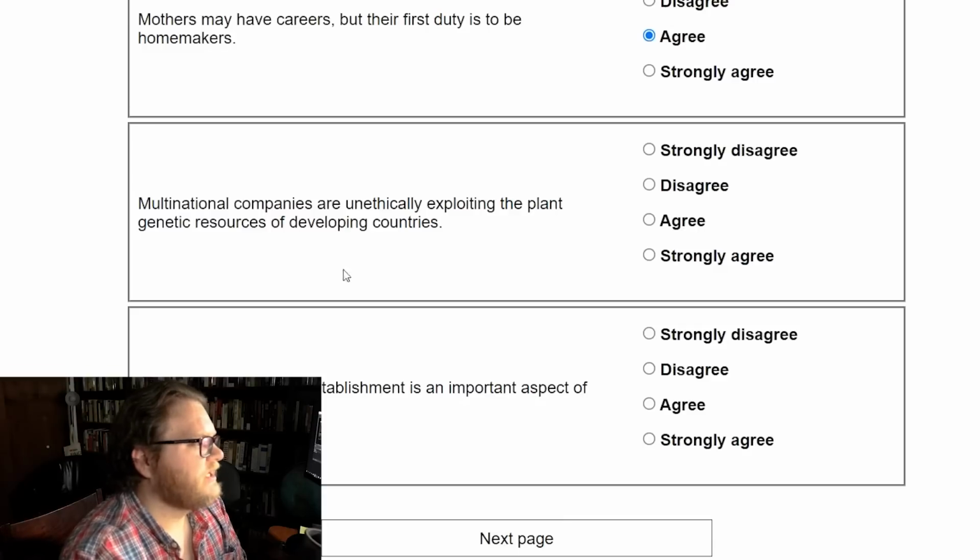Multinational companies are unethically exploiting the plant genetic resources of developing countries. Disagree. This would be less of a problem if most global south or third world countries, whatever word we're using to describe these poorer, less economically developed countries, didn't usually have a national monopoly on resources. The government basically owns a monopoly on all natural resources, and if you want to use any natural resources, you have to pay the government to use it. That's usually what makes this situation a problem. If they had more private ownership of resources, this issue would be less of a problem.